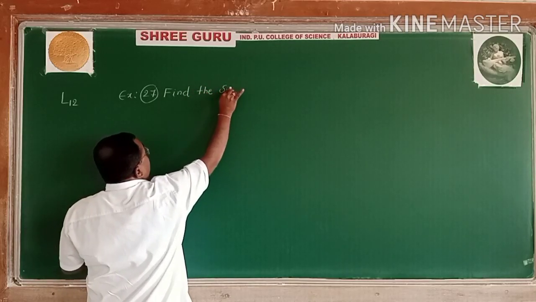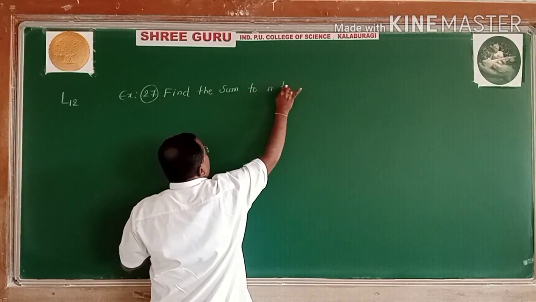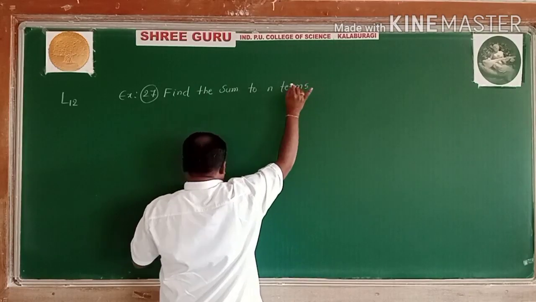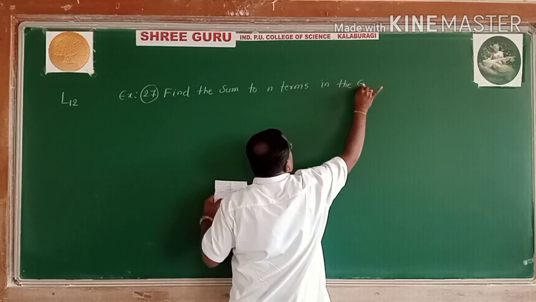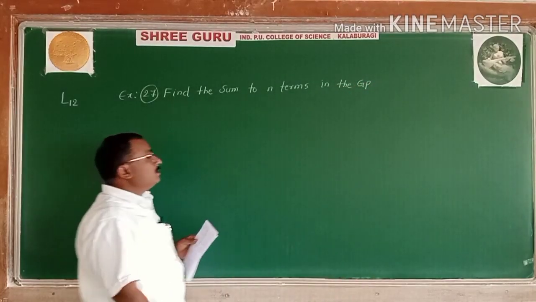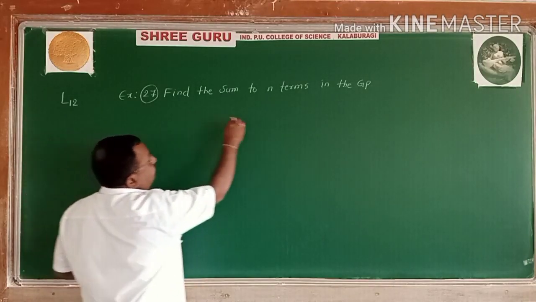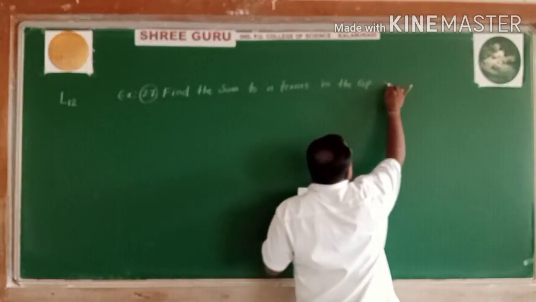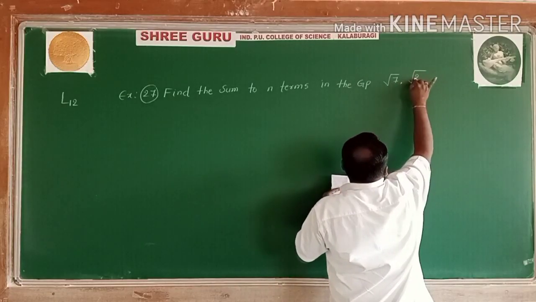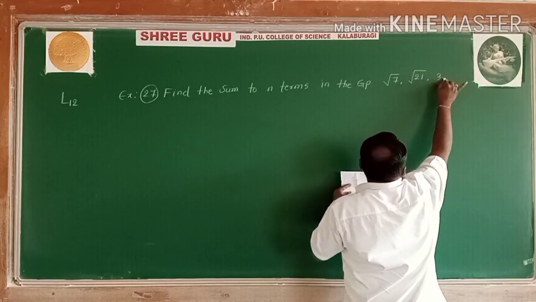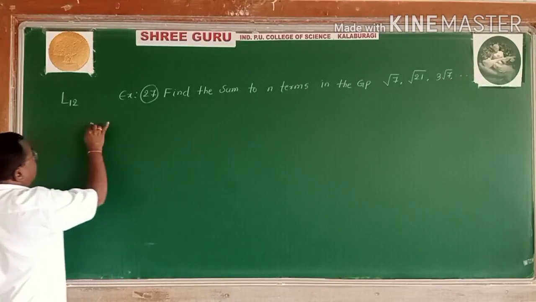Find the sum to n terms in the GP root 7, root 21, 3 root 7 and so on. Here is the solution.